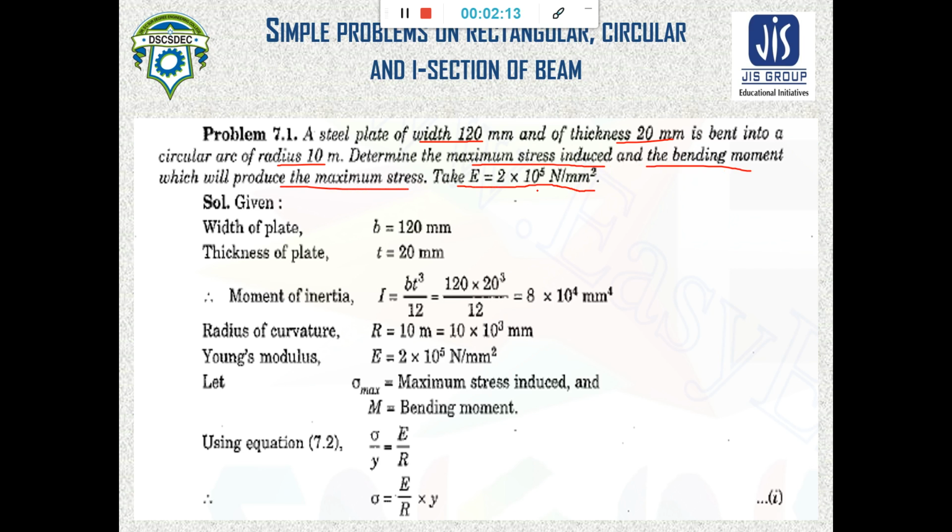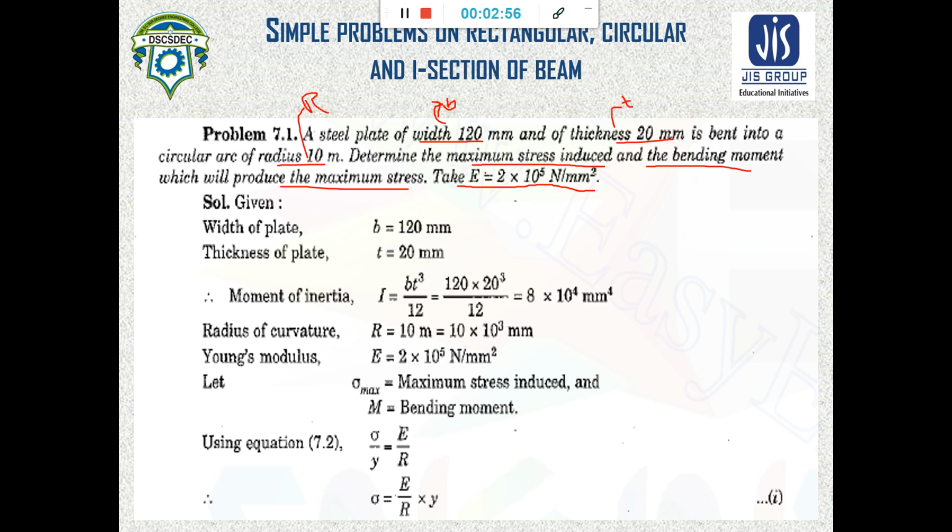So here, what is given and what do we need to find out? The width of the plate is given, and the plate is a rectangular plate, because width and thickness are given. So B is given, that is 120 mm, and thickness T is 20 mm. Now that it is bent into an arc, the radius of curvature R is also given. The radius of curvature is 10 meter.